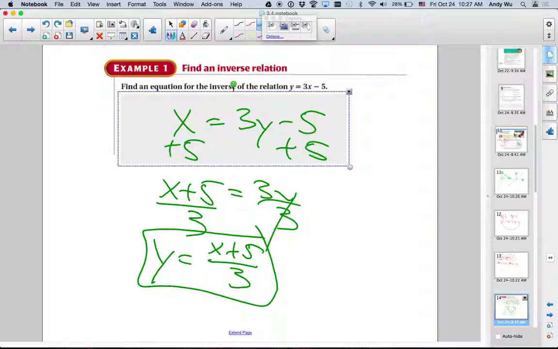Wherever you plug in here, and the output you plug into here as input, you get the same number that you started out with.